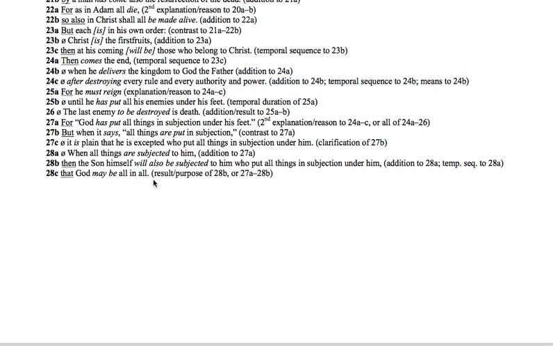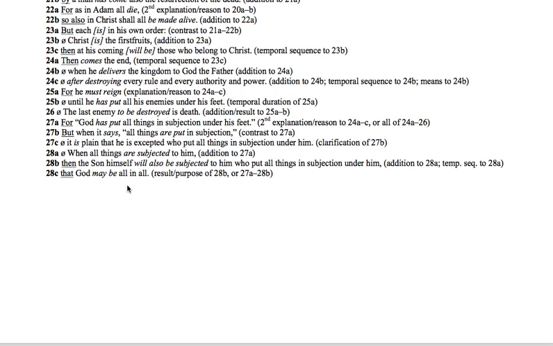Now, this appears to be either the result of what we have seen in 28b or the result of what we've seen in 27a to 28b. Okay, or it could be the purpose of 28b or 27a to 28b. What's the difference between result and purpose? Well, sometimes there's not a real clear way to distinguish, but what I would say is that with purpose, we are dealing with some kind of design or intentionality.